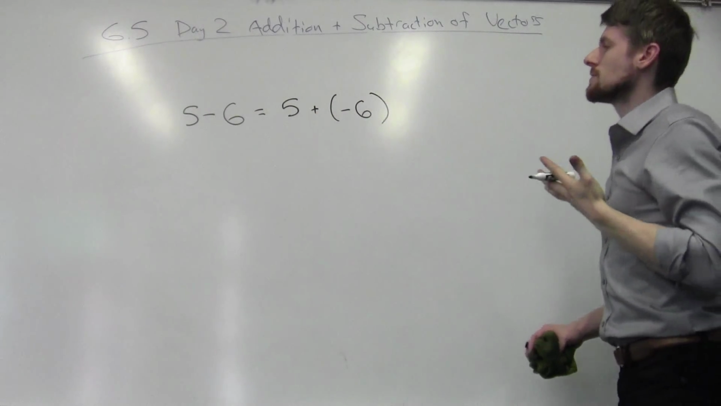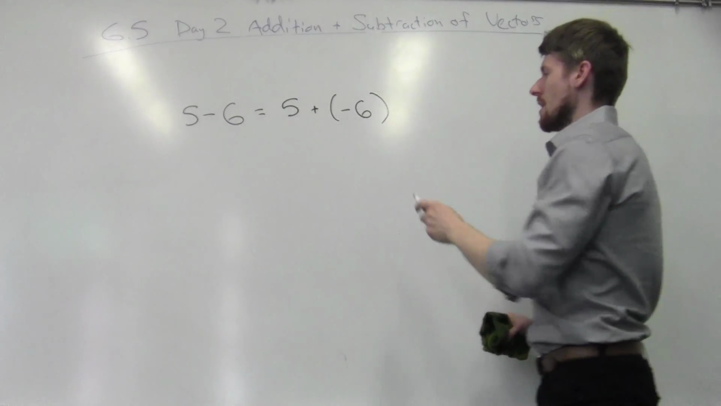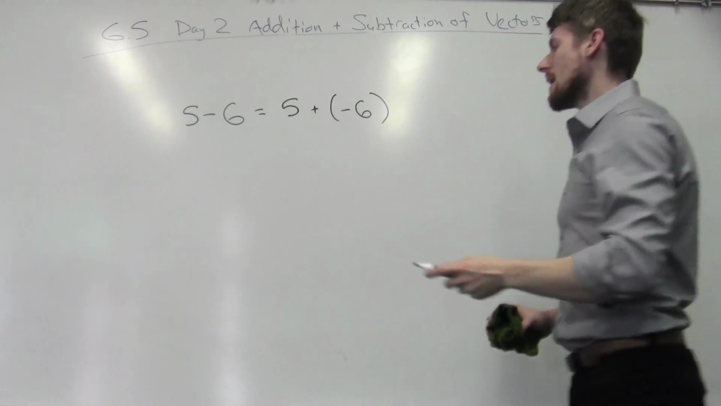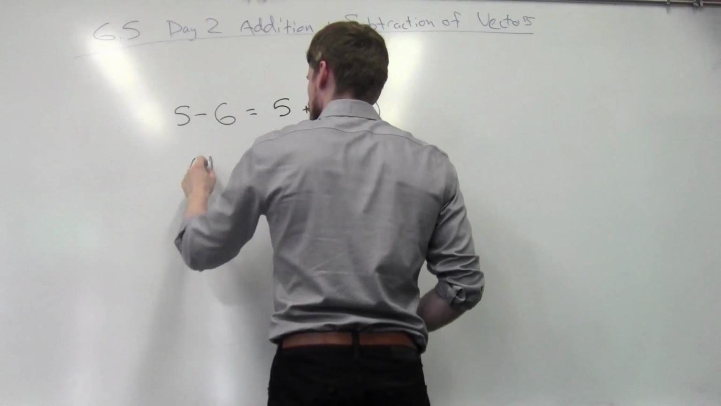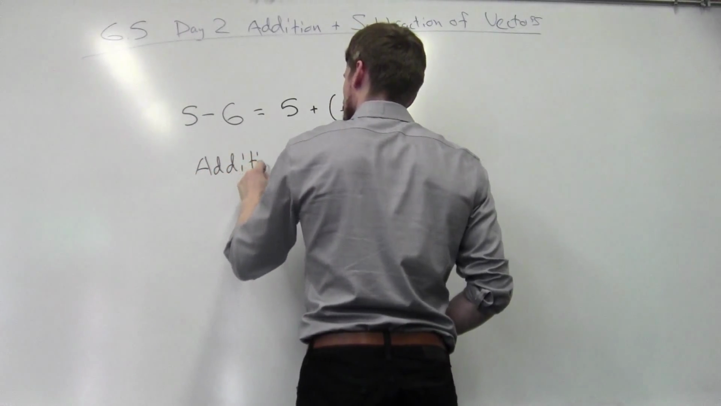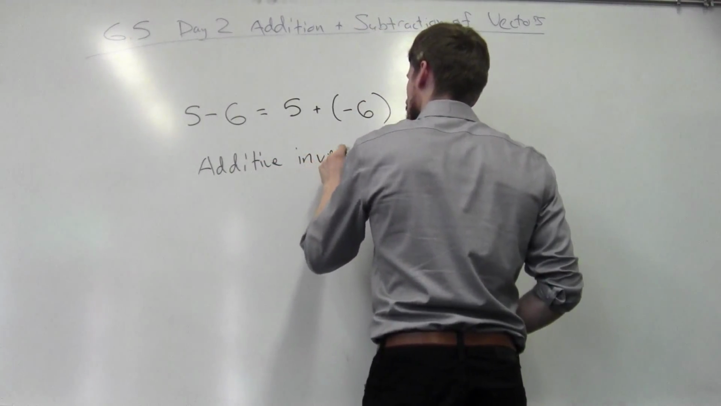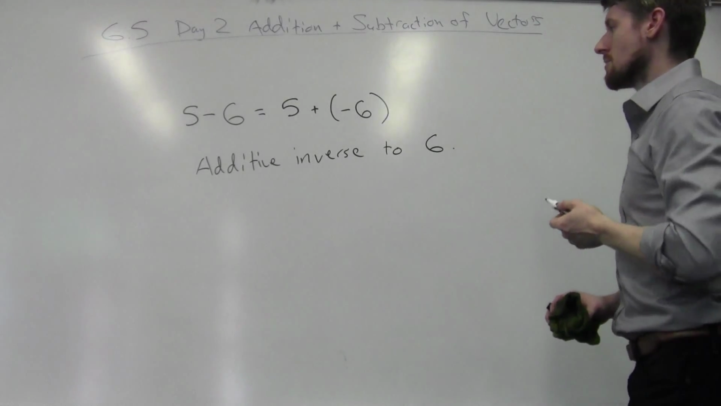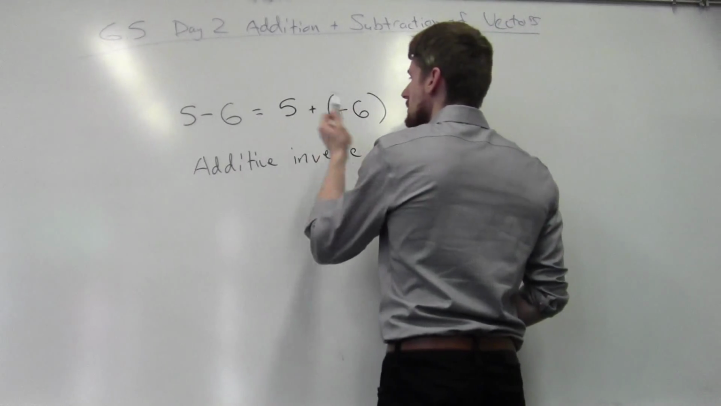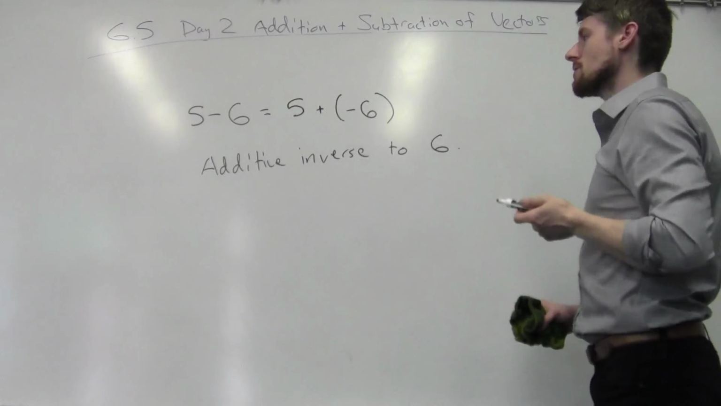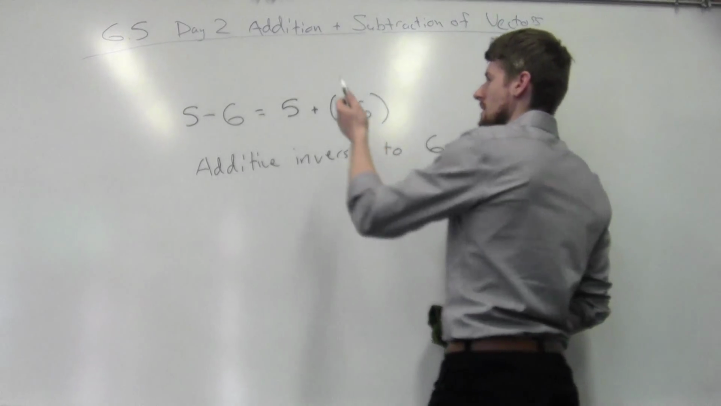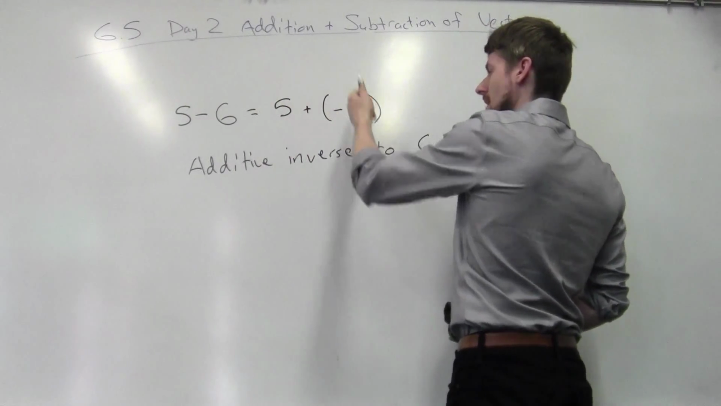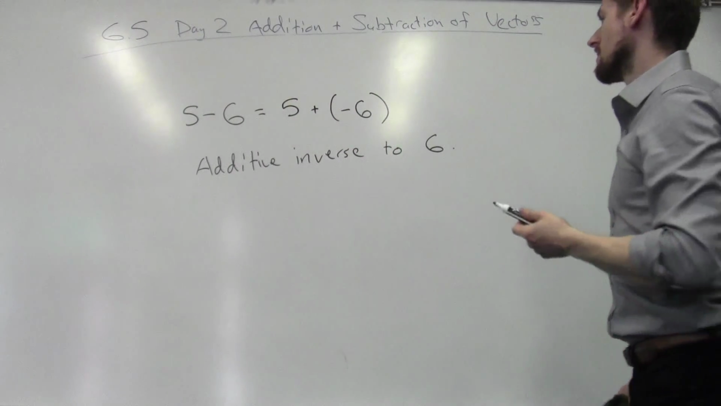And the number negative 6 is called the additive inverse to 6. So when you add two numbers, or when you subtract two numbers, you're really saying add them, but add the first number and then the additive inverse of the other number.